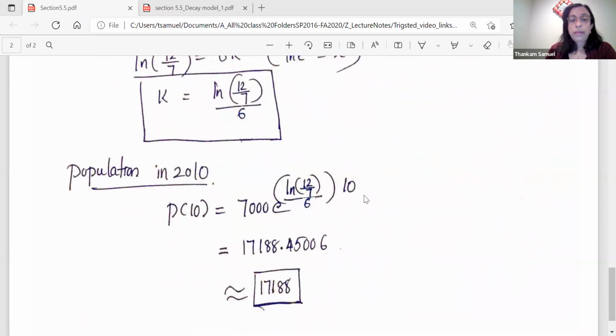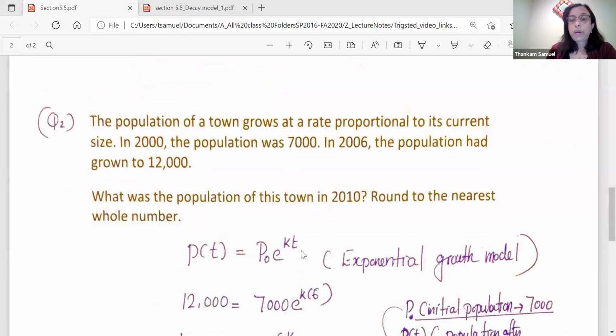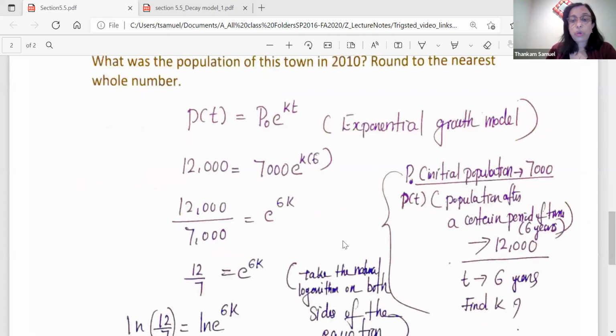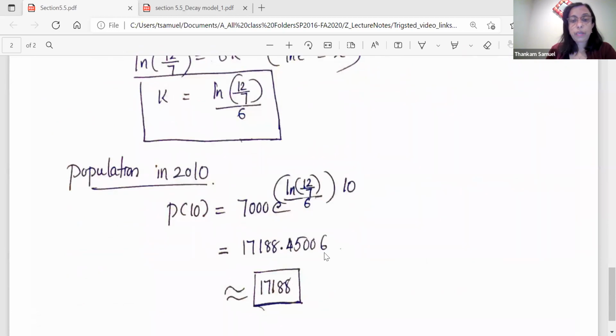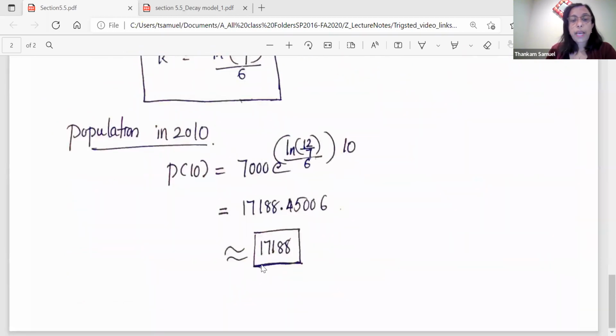When you calculate this, you will get 17,188.45006. Based on the instruction given in the question, round to the nearest whole number. So when we round that to the nearest whole number, the final answer is 17,188. So the population in 2010 is 17,188.